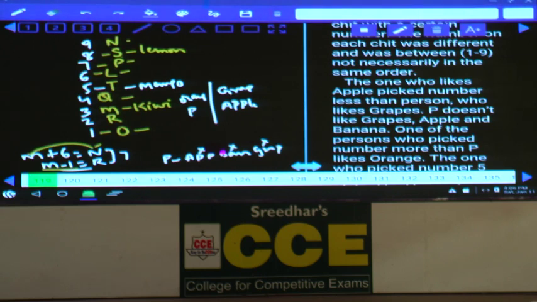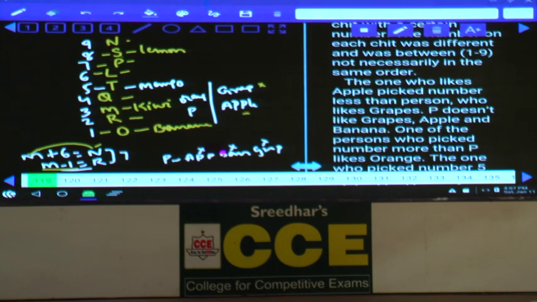O is banana. Why is O banana? Who likes banana? O likes banana. And R likes either guava or grapes. Grapes is ruled out because grapes is above apple. Here R must be at the second place.